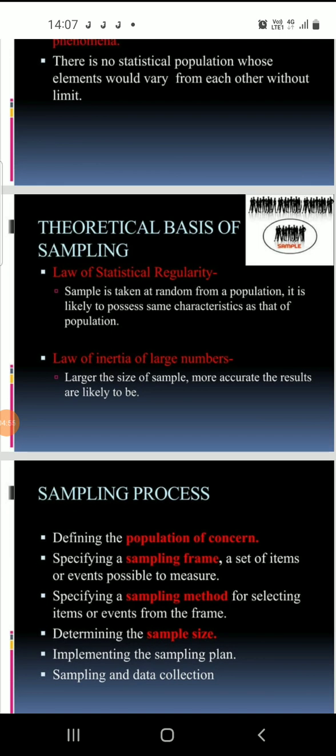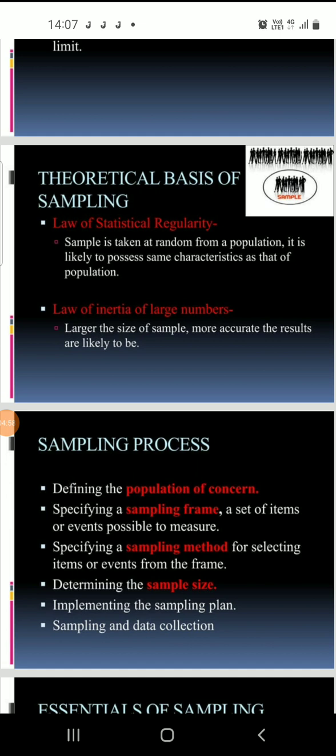So we have to carry out the sampling process. The sampling process has different stages. Defining the population of concern is the first step.